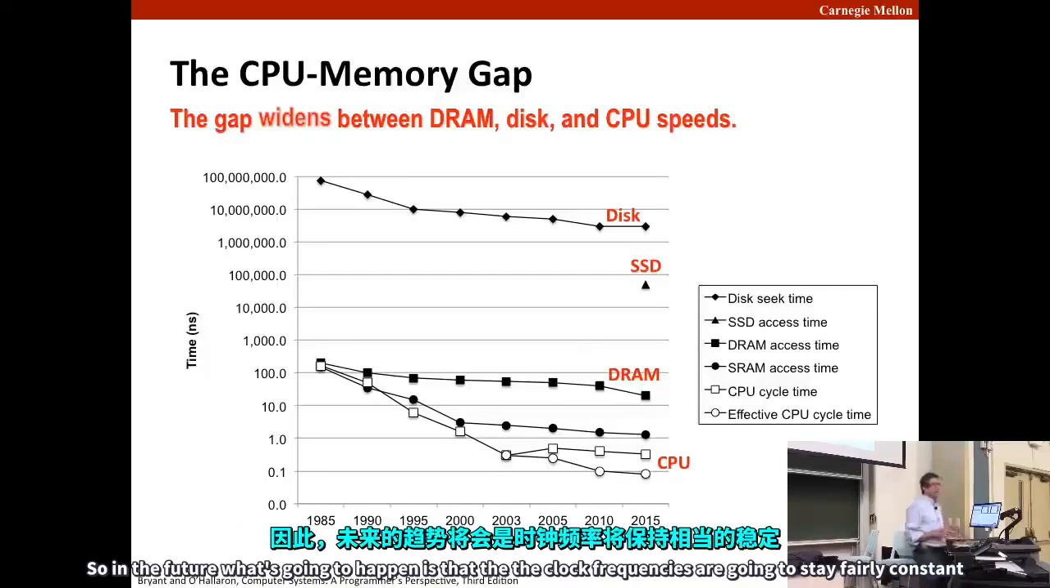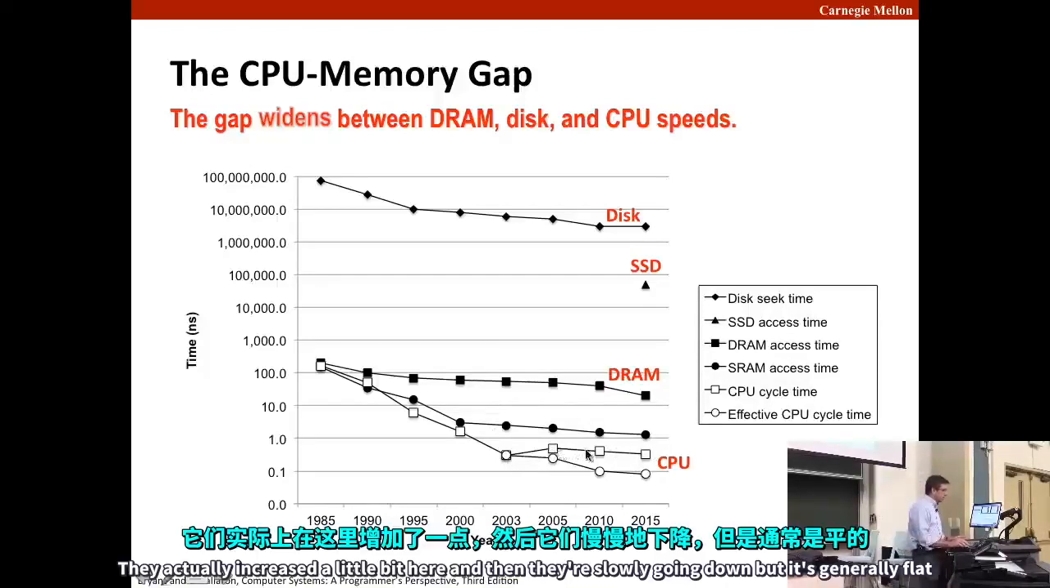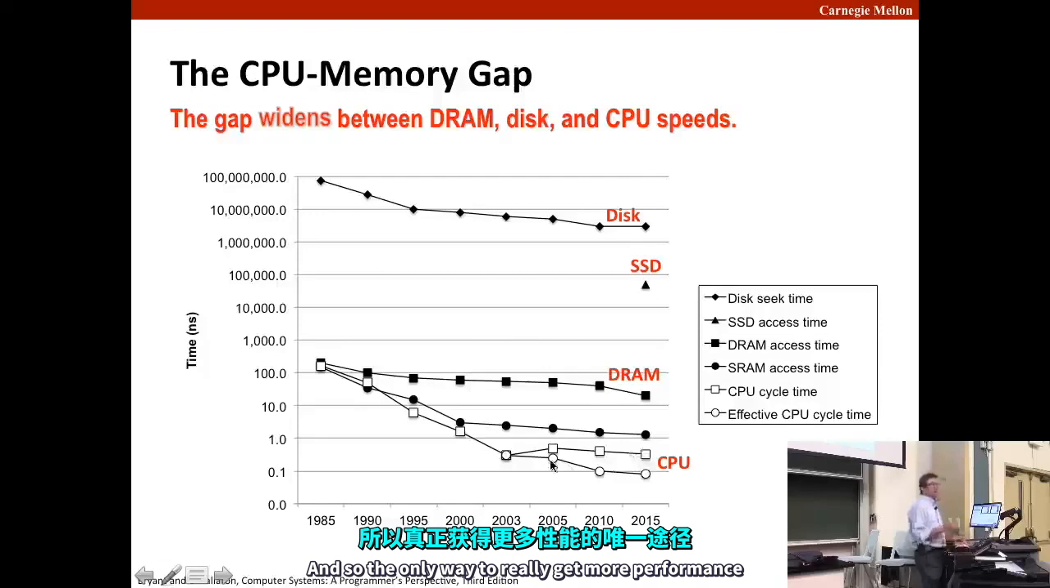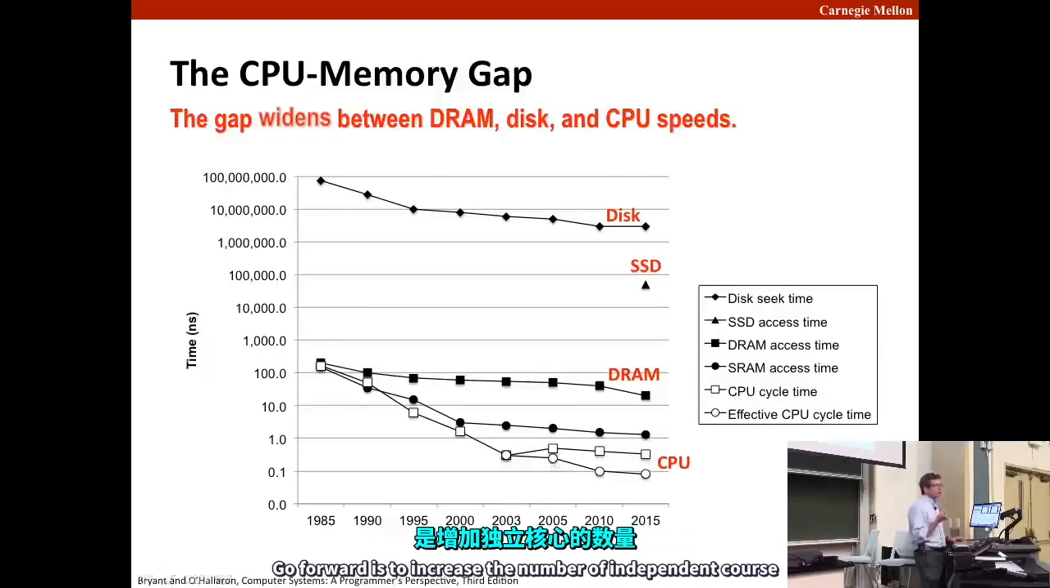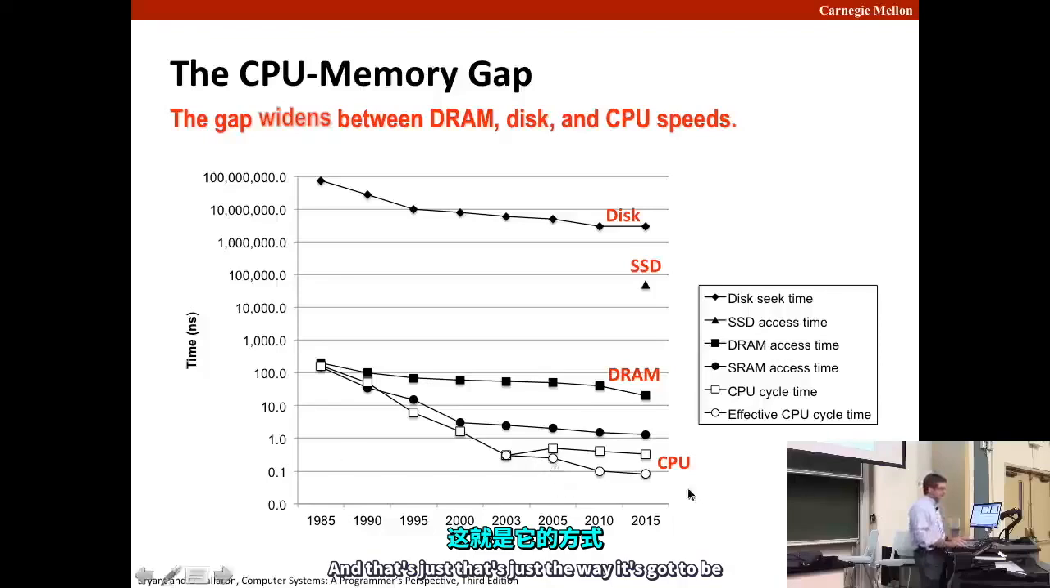So in the future, what's going to happen is that the clock frequencies are going to stay fairly constant. You can see the cycle times actually increased a little bit here, and then they're slowly going down, but it's generally flat. And so the only way to really get more performance going forward is to increase the number of independent cores. And that's just the way it's got to be.